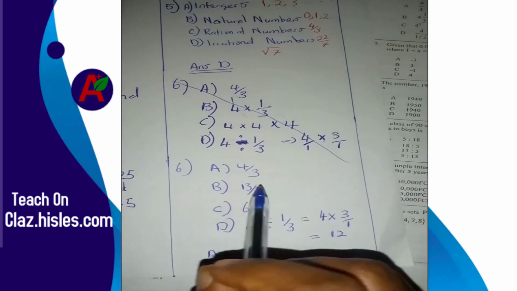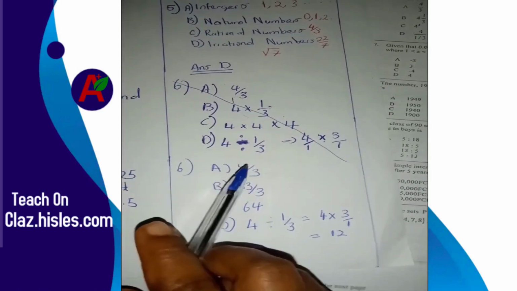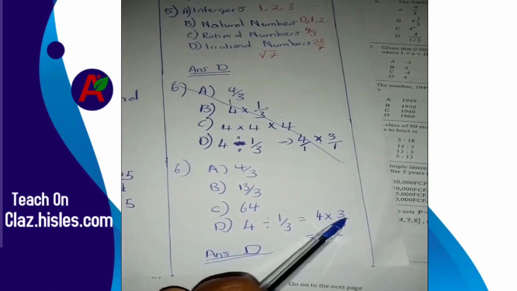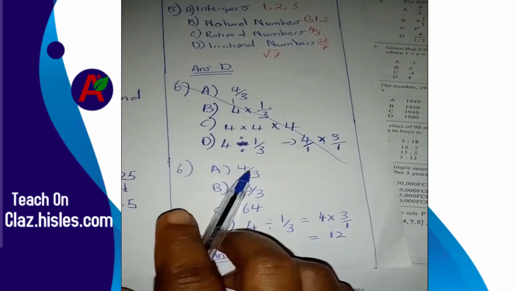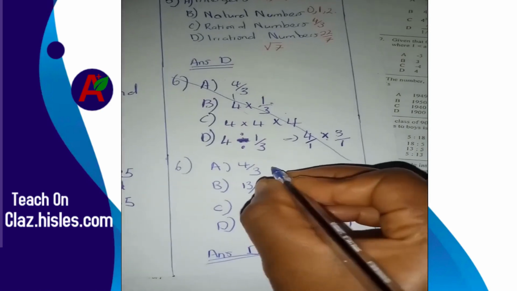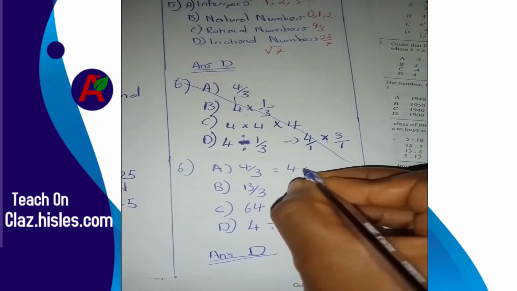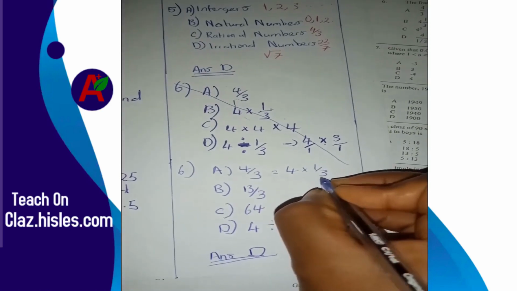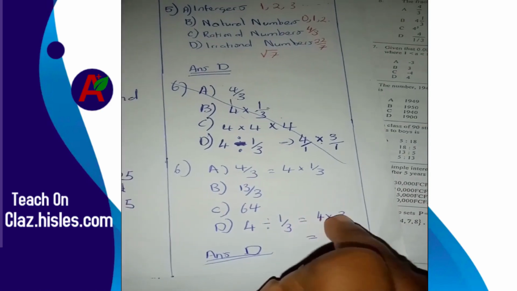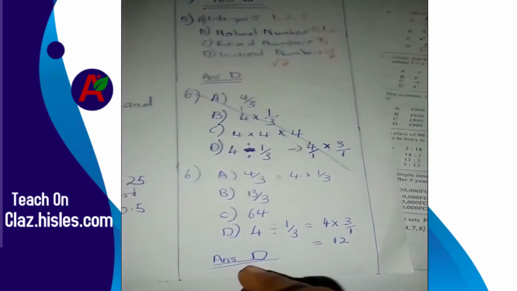We cannot use A because the most competitive answers are A and D. This is 4 threes, 4 thirds, but this is 4 1/3, and we can also write this as 4 1/3. This is 4 1/3 and this is 4 thirds. So these are the answers.